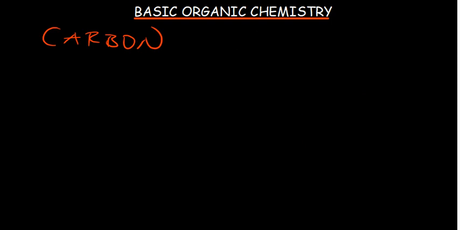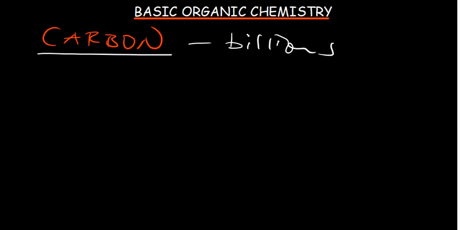So what do we know about carbon? The major thing that we need to understand about carbon is the fact that carbon gets to form billions of compounds. So how is that made possible? Carbon is a very interesting element, which has a valence of 4, implying that it has 4 electrons in the outermost shell.